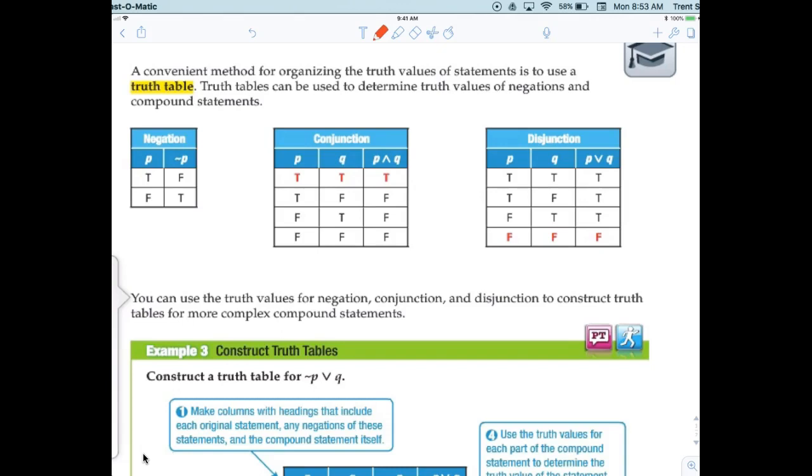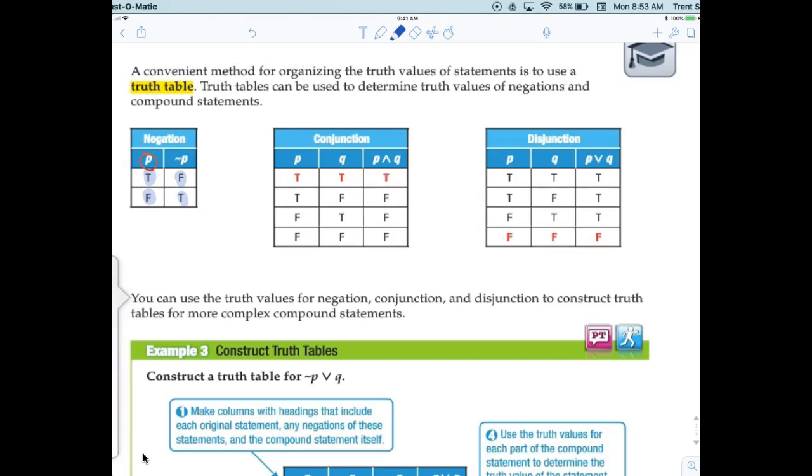Remember, your statement can either be true or false. So if I give you statement P, it can either be true or it can be false. The negation of that would be false, true. Is everybody happy with that?